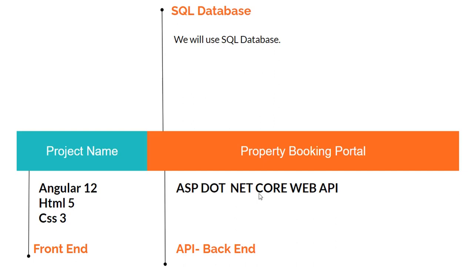Then we will write APIs for them. And the same APIs we will consume in the Angular project. Okay, so for the database we will be using SQL. For the front end we will be using Angular 12, HTML5, and CSS3. And on the backend side, we are going to use ASP.NET Core Web API. Okay, so I have installed .NET Core, Visual Studio 2020, then Visual Studio Code for the Angular, and SQL Management Studio for the SQL database.